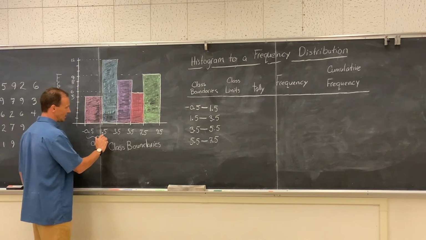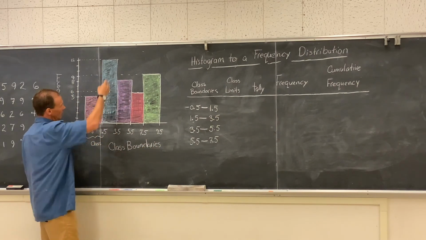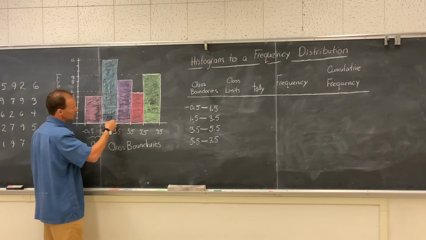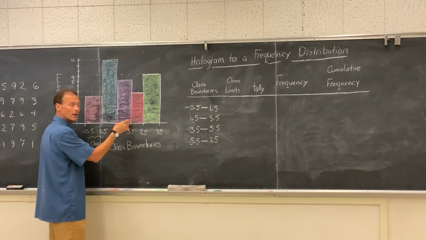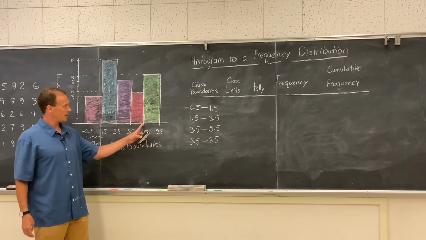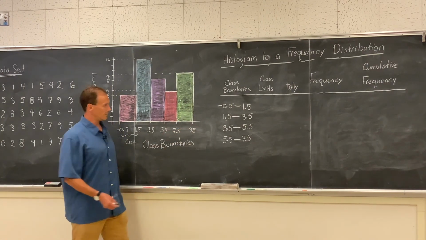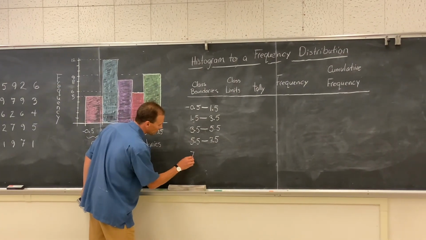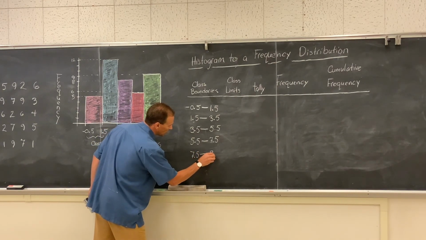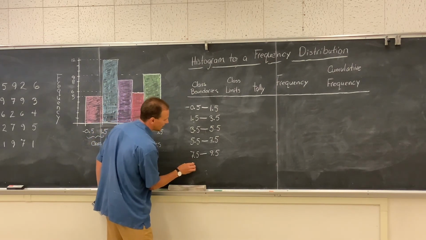We're just taking these, so here's our 1.5 to 3.5. It's the vertical boundary of our classes. And then our next one is this line from 3.5 to 5.5. Our next boundary goes from 5.5 to 7.5. And our last boundary starts here at 7.5, and ends at 9.5. Okay, I'm going to put a line under all this.